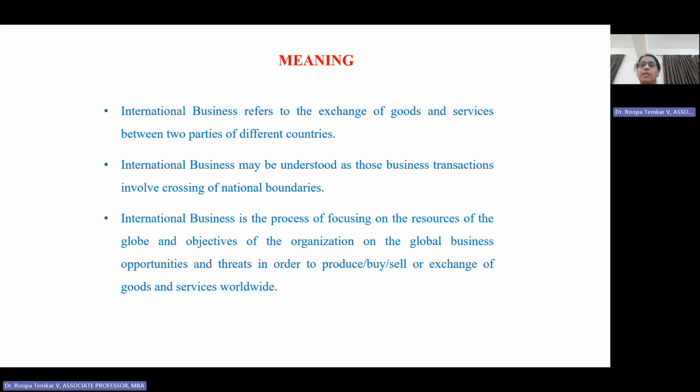Now let us try to understand the meaning of international business. International business refers to the exchange of goods and services between two parties of different countries.